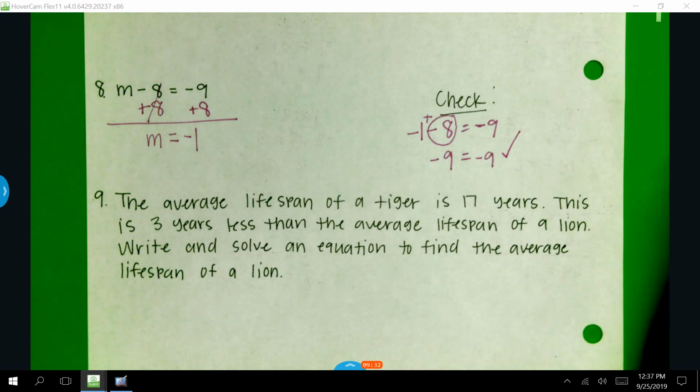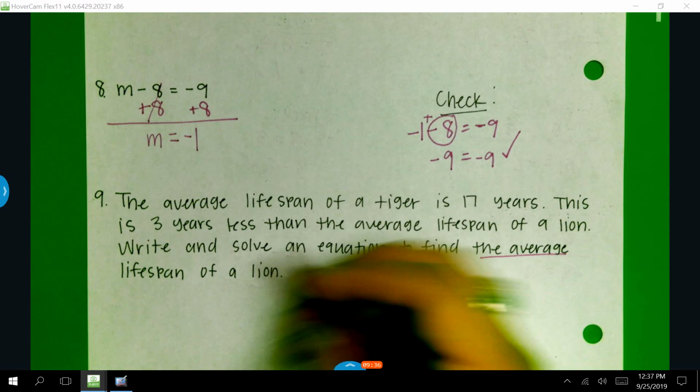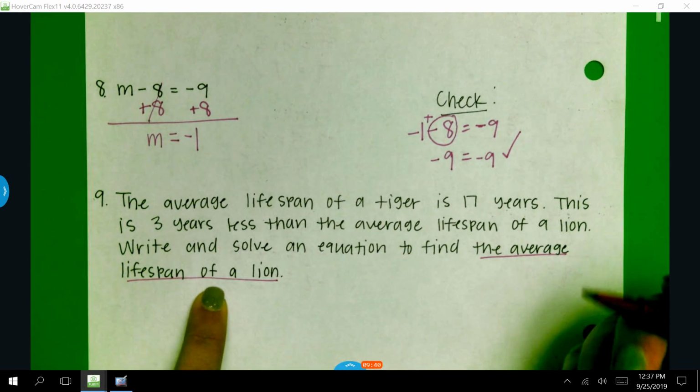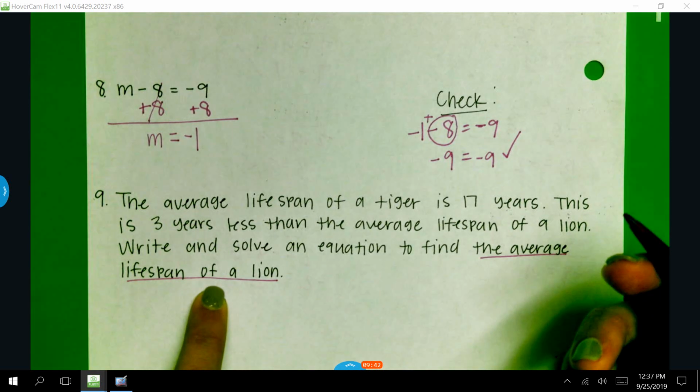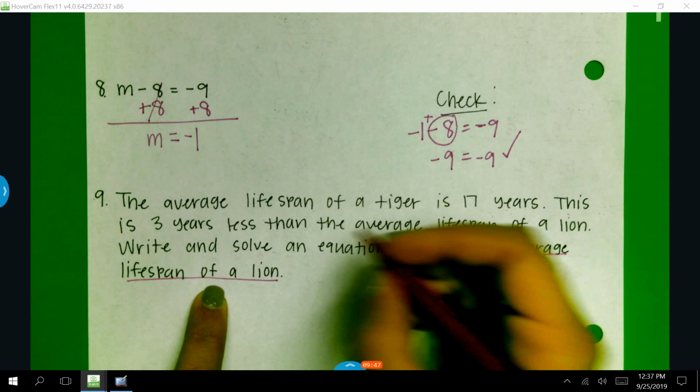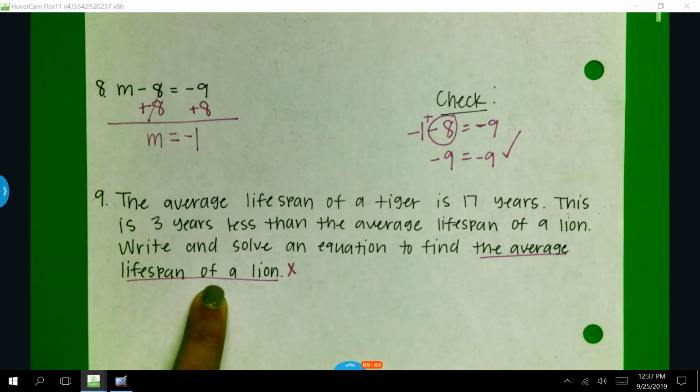So what am I finding again? The average lifespan of a lion. Do I know what that is? No. So what do I do? What do I use when I don't know a value? A variable. So we're going to let that stand for X.